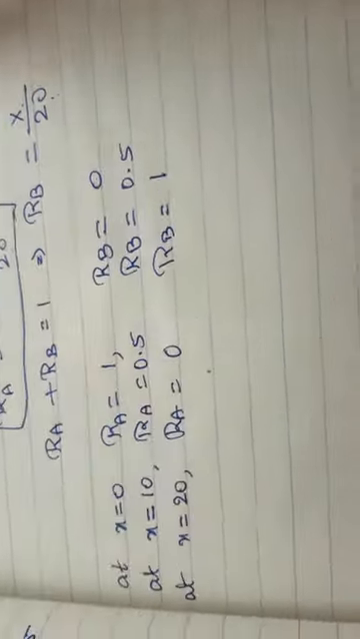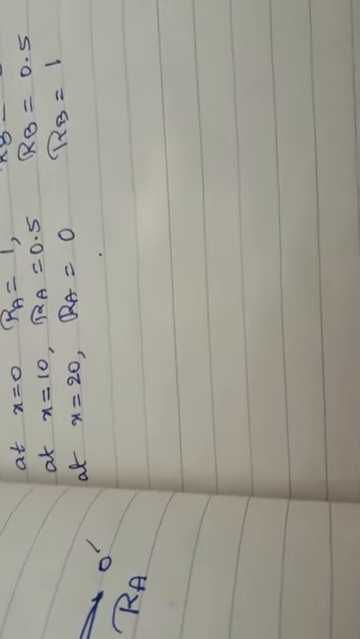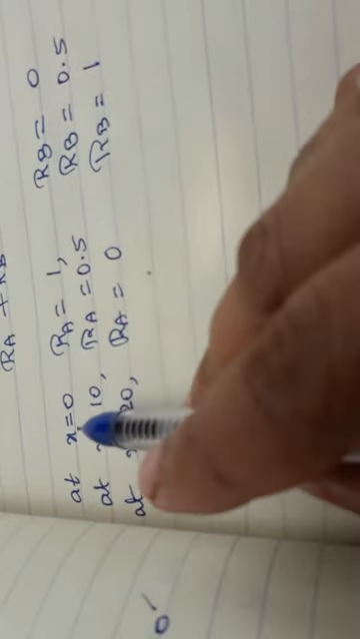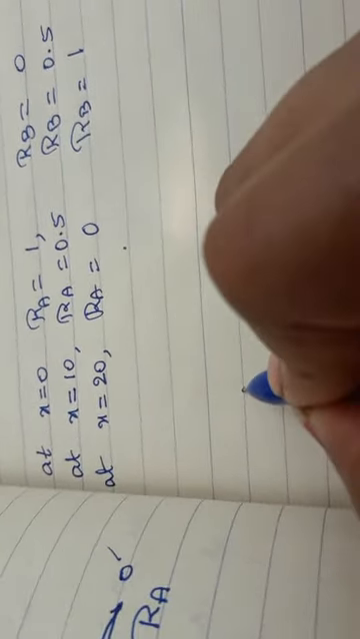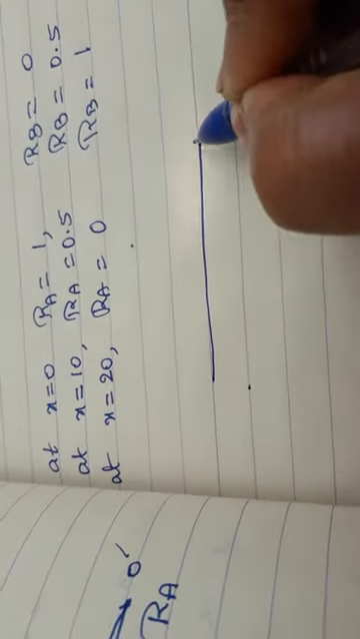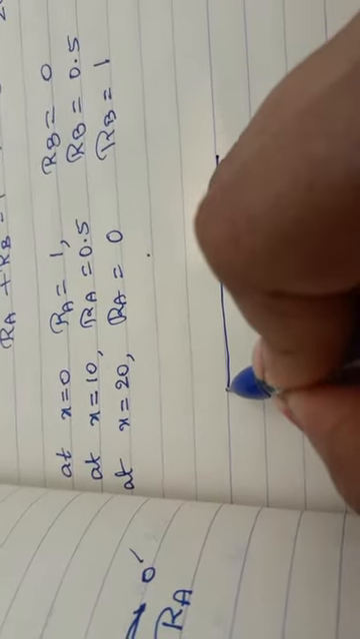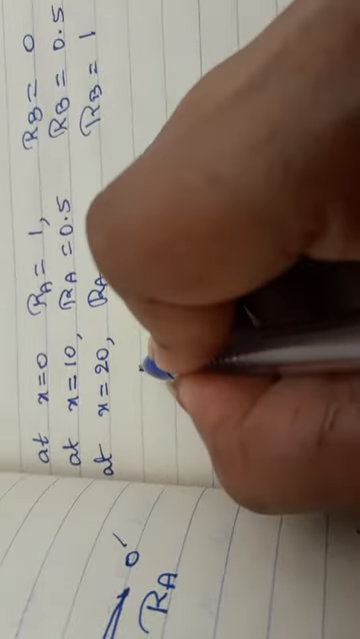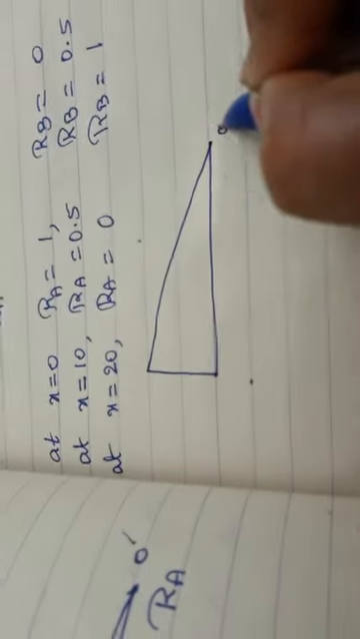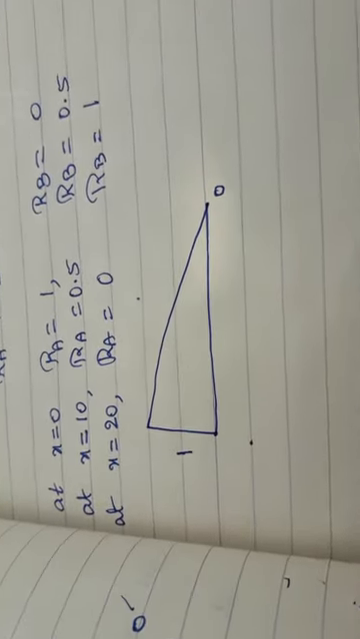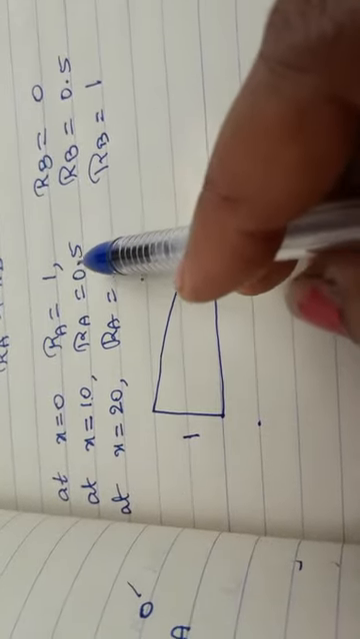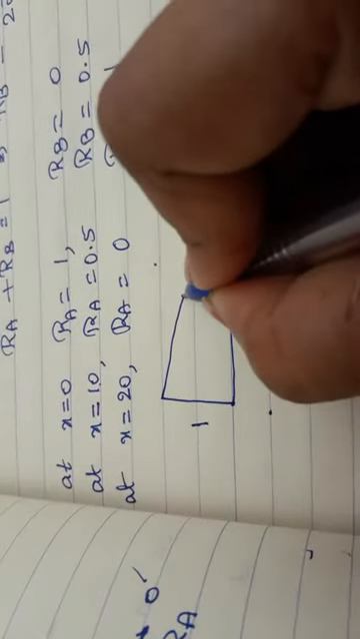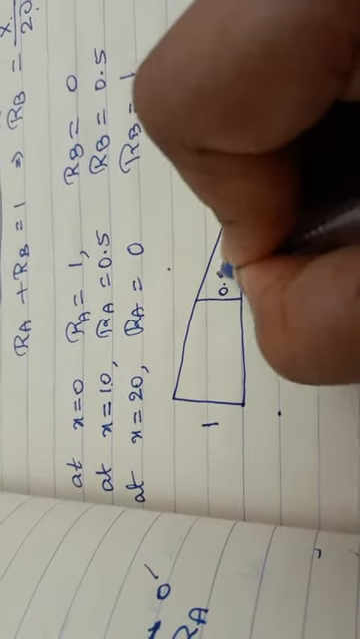Now, we will draw an influence line diagram for reaction RA and RB. So, first for RA, at X is equal to 0, RA is equal to 1. So, first we will draw a line here. At X is equal to 0, RA is equal to 1. At X is equal to 20, RA is equal to 0. So, we have a linear variation here. This is 0, this is 1. At X is equal to 10, we have RA is equal to 0.5. That is at the center point, it is 0.5.